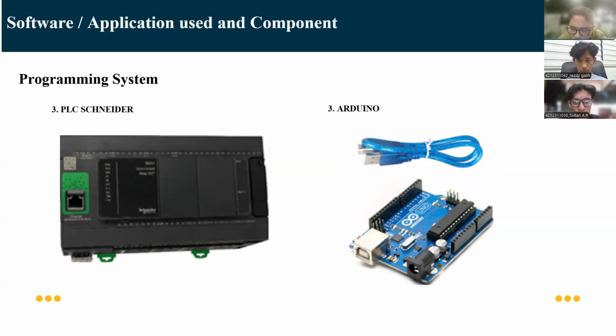And the Arduino board functions as an intermediate controller between the mobile application and the PLC. It receives control commands from the interface application and converts them into signals that can be processed by the PLC. Arduino is also used for rapid prototyping and communication handling due to its simplicity and flexibility.